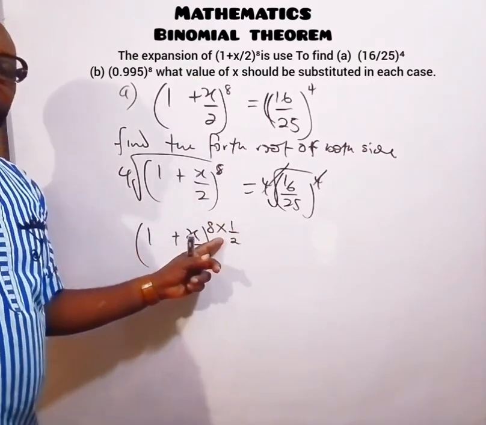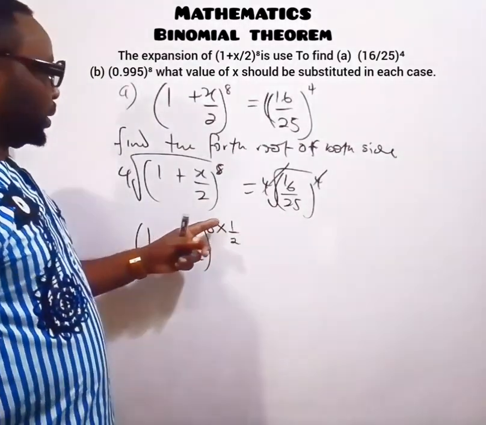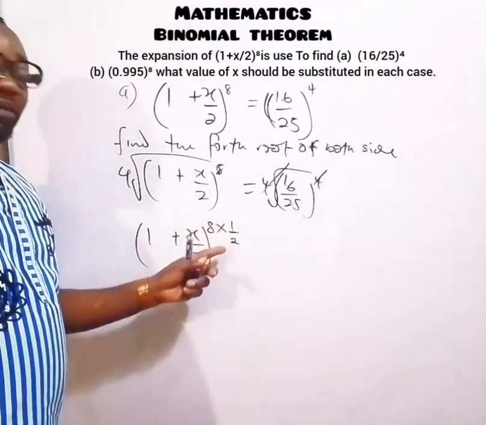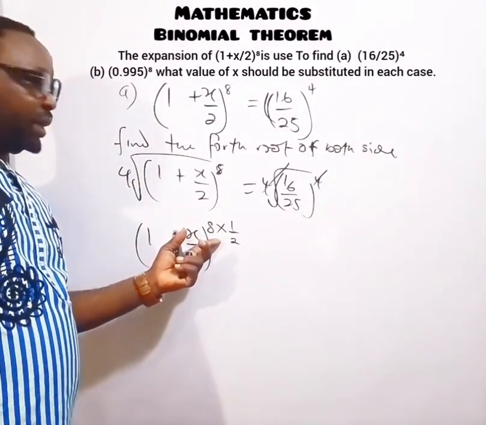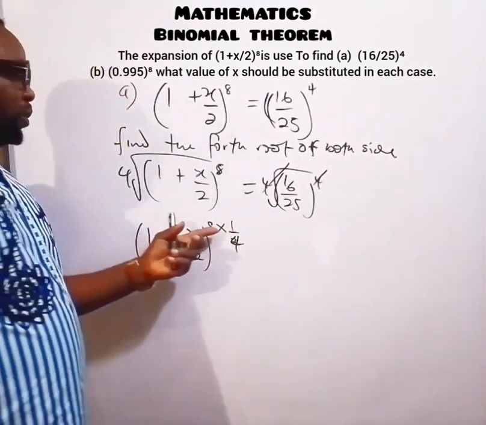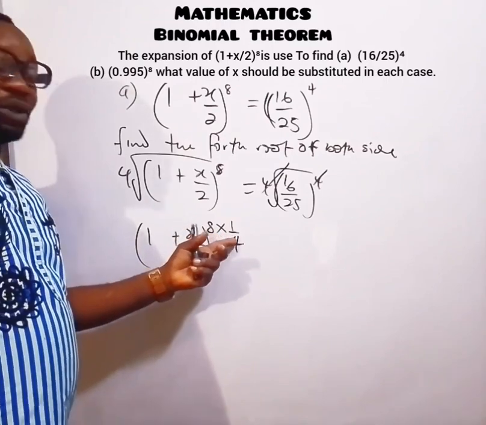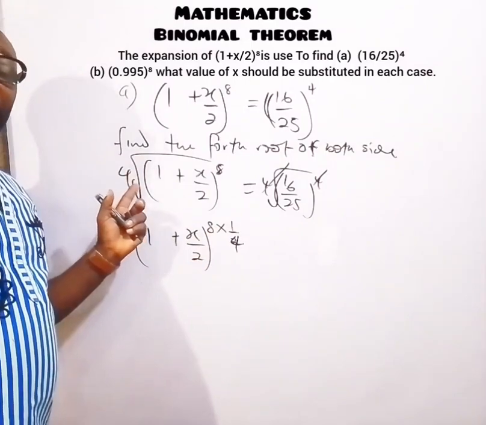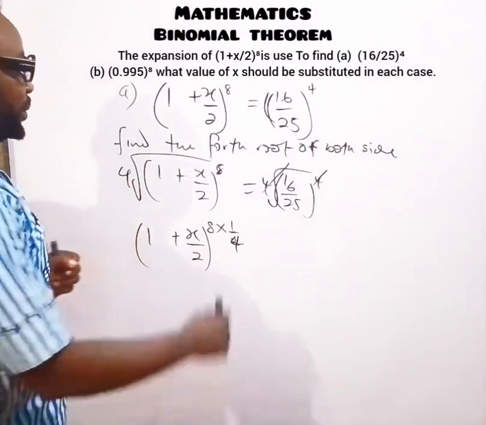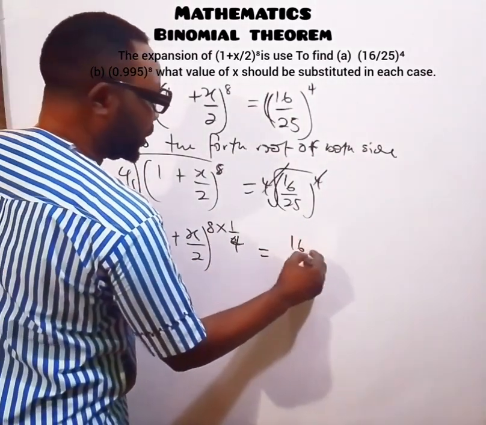Don't forget, in our indices, when you have the power, the fraction at the numerator, 8 raised to the power 8 over 4. In our indices, when you have any expression at the denominator, the power will be the one that will form the root for it. So we are having this one to be 16 over 25 now.